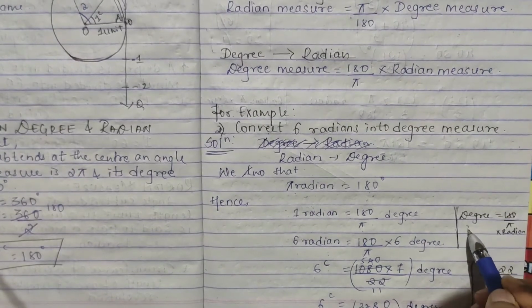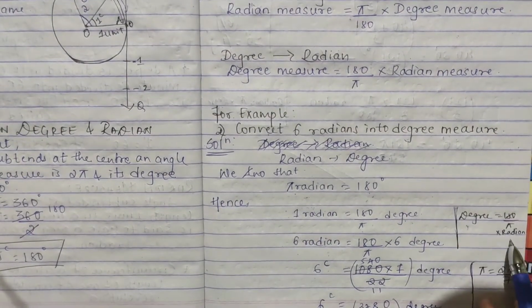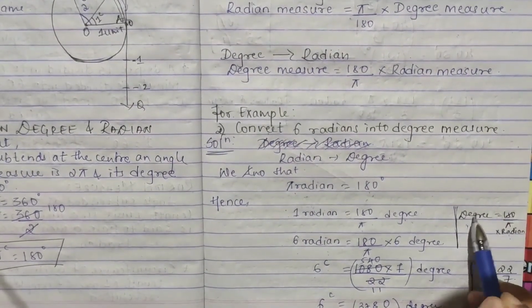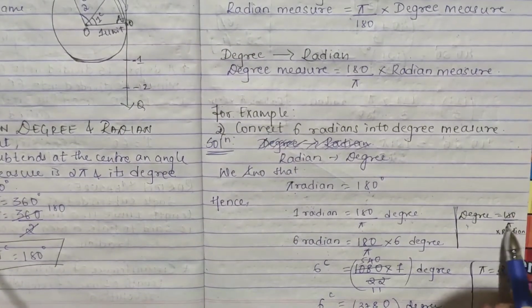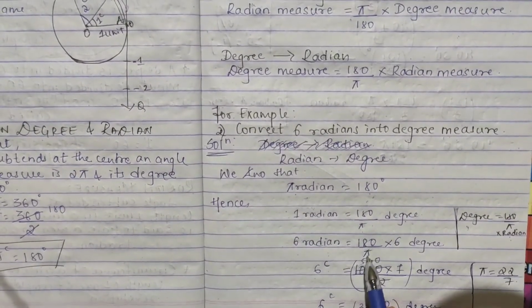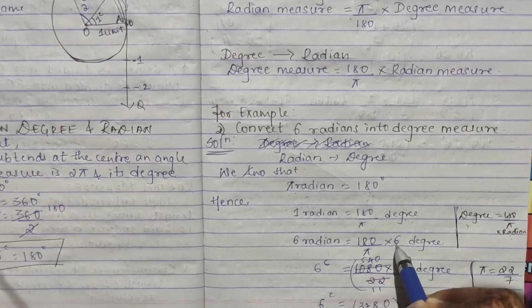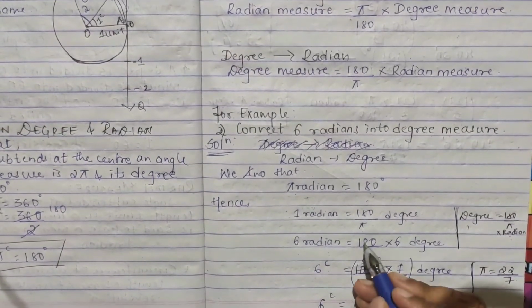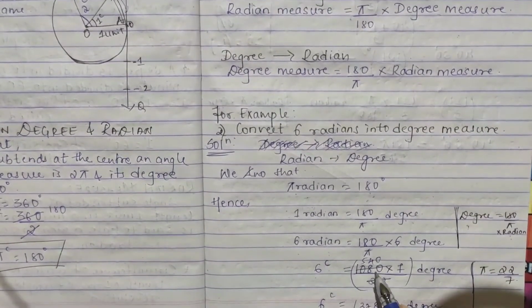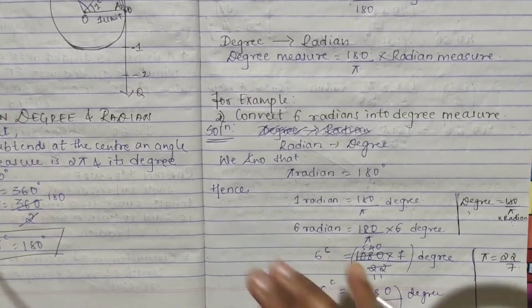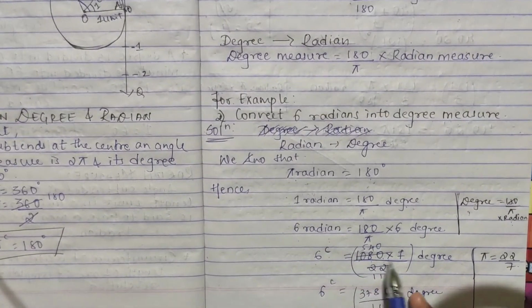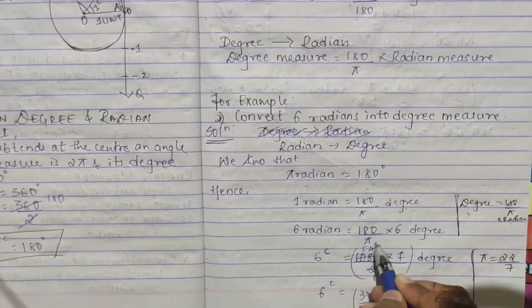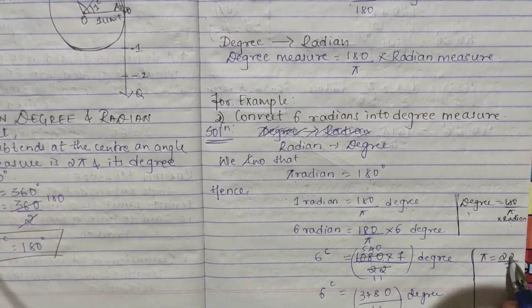We are using this form only. Converting degree into radian or radian into degree means how it will be? 180 by pi into the radian number. So 180 by pi into 6. Multiplying this, what do you get? 1080. I hope you can see this. It is 1080, and here we are writing the pi value. Pi value is 22 by 7.